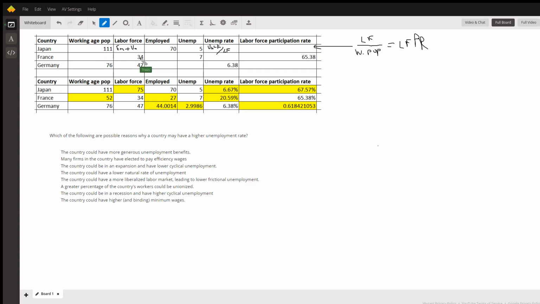The employed here, you take the labor force and subtract the people who are unemployed. That's where we got the 27 right there. The unemployment rate is 7 over 34, the unemployed in the labor force divided by the labor force. And then we already have that.